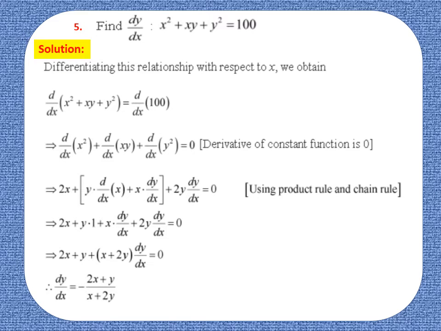Next is question number 5. Find dy upon dx such that x square plus xy plus y square equals 100. So I have directly differentiated both sides with respect to x. For x square it will be 2x. For xy, now this is the product of x and y, so we are going to use product rule, which will give y into differentiation of x plus x into differentiation of y, and the third is y square.